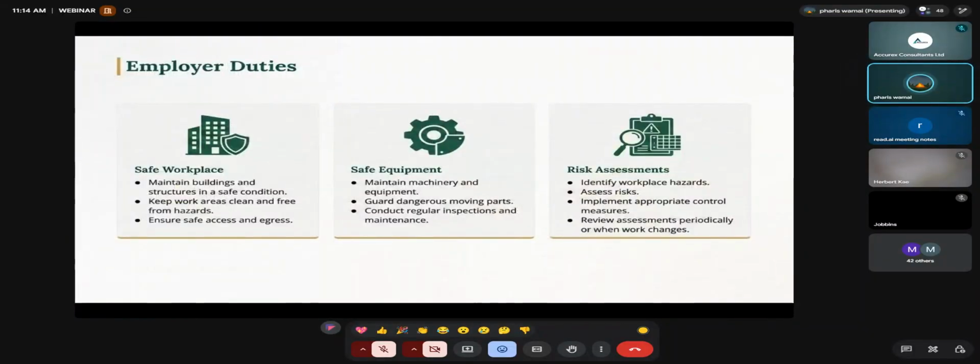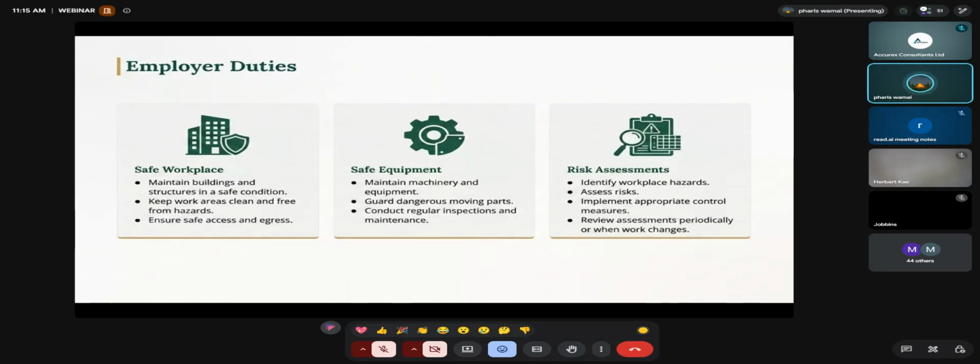I want us to start with the employer duties. As we said, OSHA 2007 is primarily protecting the employee, but at the end of the day, even that employee has their own duties or responsibilities when it comes to their own safety. So we are going to start with the employer duties, what they are supposed to do to make sure that their employee is compliant with OSHA 2007.